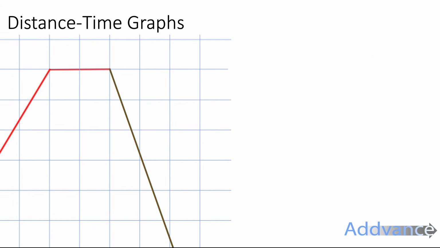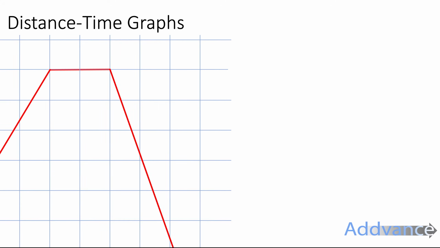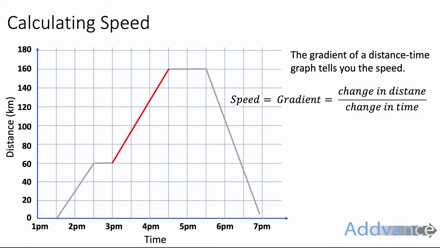And then if the graph is going down, it means you're going backwards, you're going back to where you started from. So you can actually tell which direction people are going based on the gradient of the distance time graph. Now, we can find even more information by actually measuring the gradient. And that gives us the actual speed.